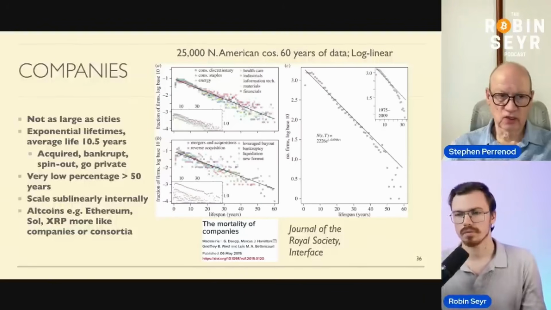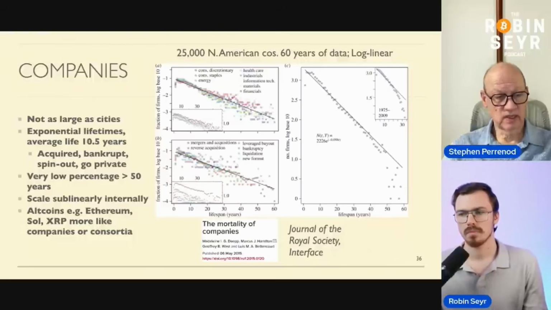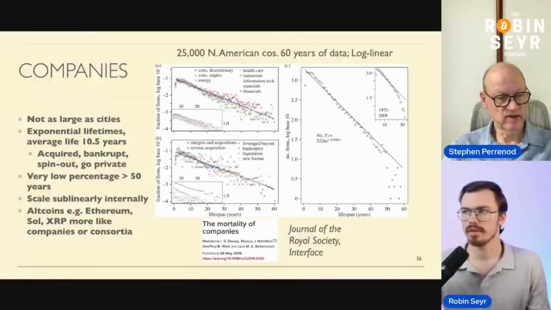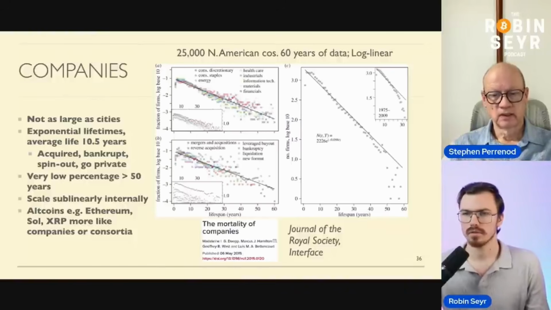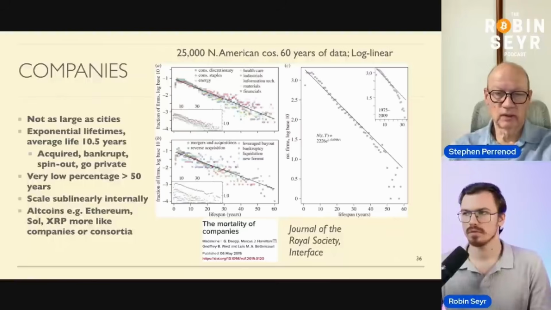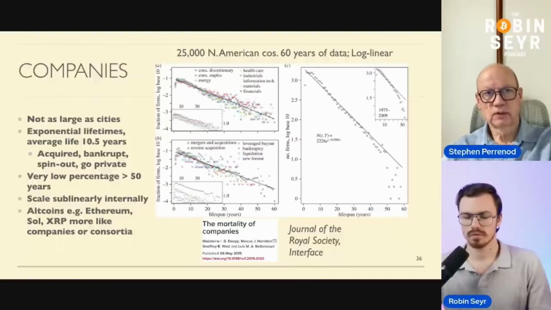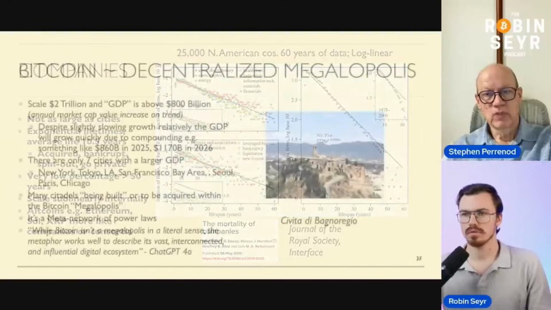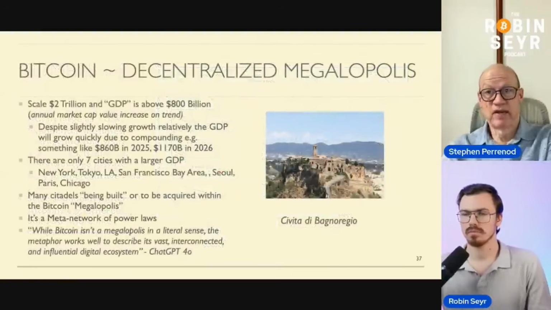And I suggest this also applies to altcoins because they're more like companies or consortia. Bitcoin is unique. There's a name for it. I can't think of it right now, but it's a set of one. So that's companies. They don't behave like power laws. But cities do behave like power laws.